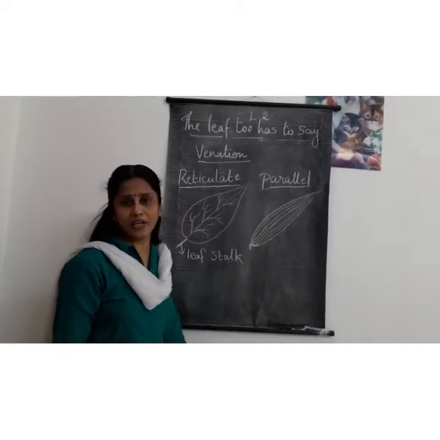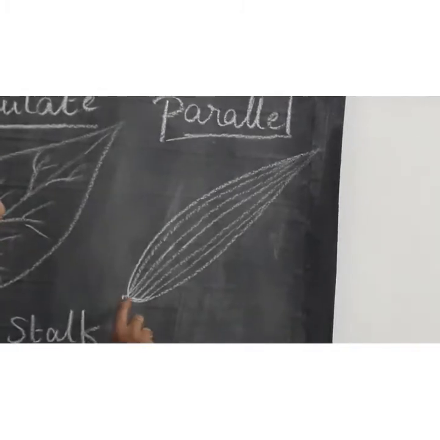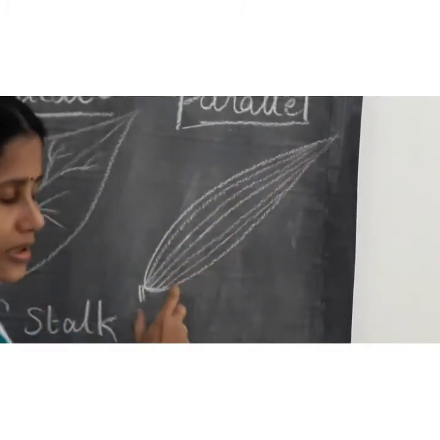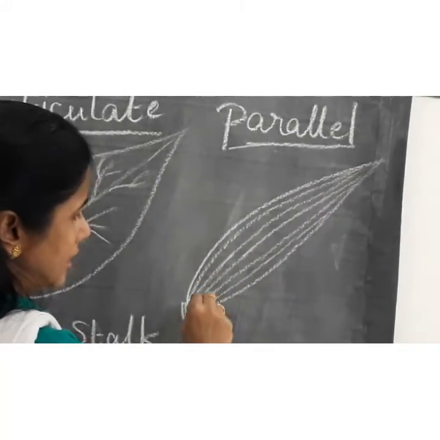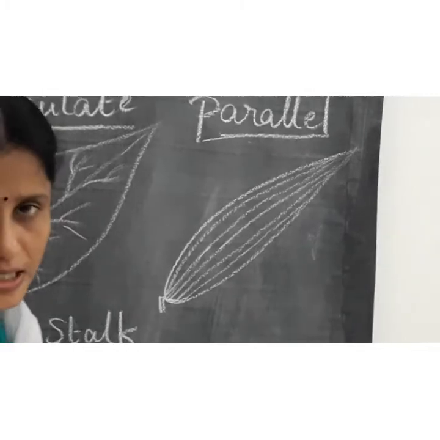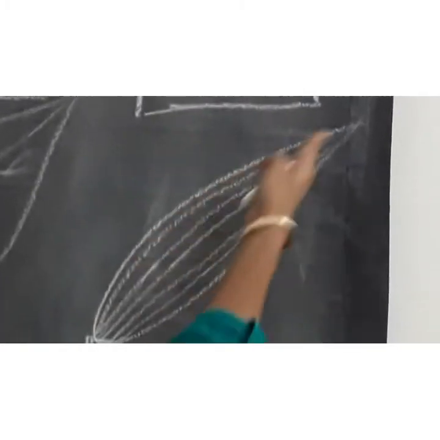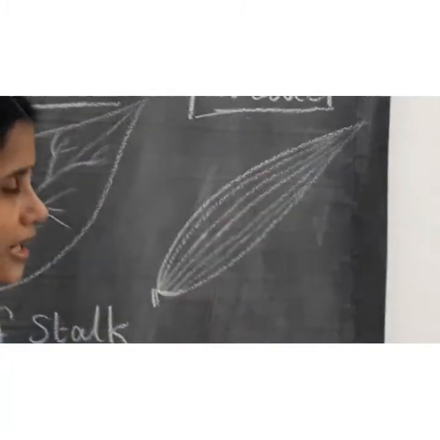Whereas in a parallel venation, here this is the leaf stalk. Here there is no main vein. You can see, isn't it? Here all the veins start from the leaf stalk and end in the tip of the leaf, and that too in a parallel way. Look at this. These are the parallel connections.